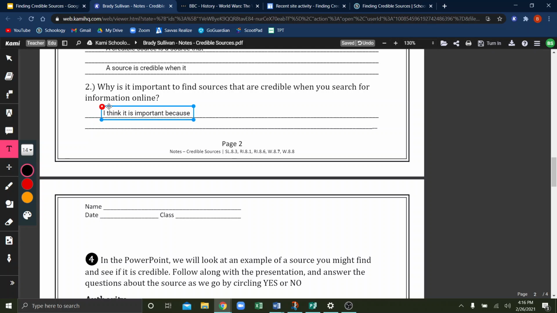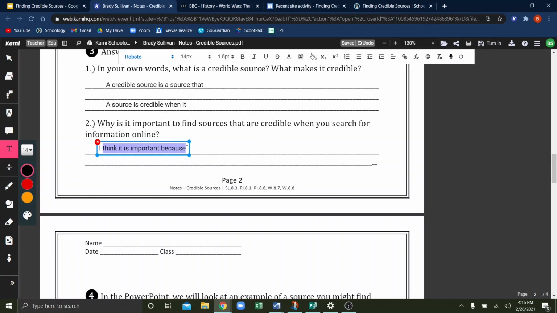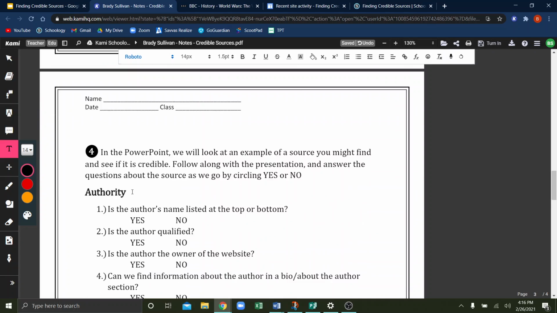I know you guys, you're going to try and stop there and tell me, oh, that's all you did, I just copied it. No. Finish the sentence. I think it's important because why? What do you think it's important for?